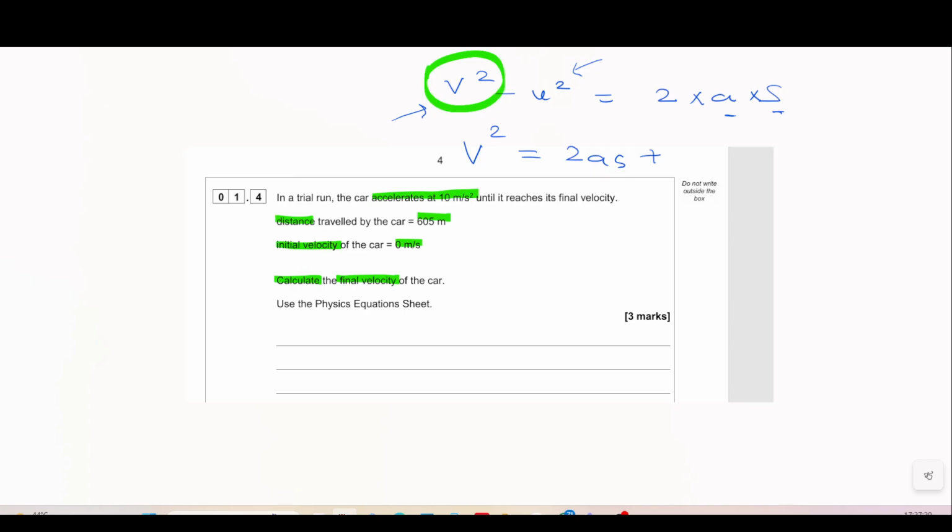Because we need this v squared, we need to move this term to the other side of the equal sign, right? So this is negative. When we move a term to the other side of the equal sign, the sign flips. This is negative, this will become positive u squared. Now we need to get rid of this v squared. So we square root, and this is what we have. So final velocity is the square root of 2 times acceleration. What is acceleration here?